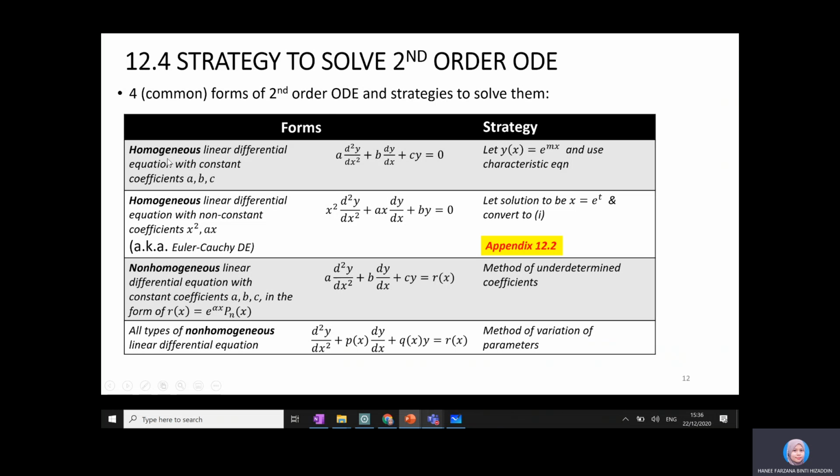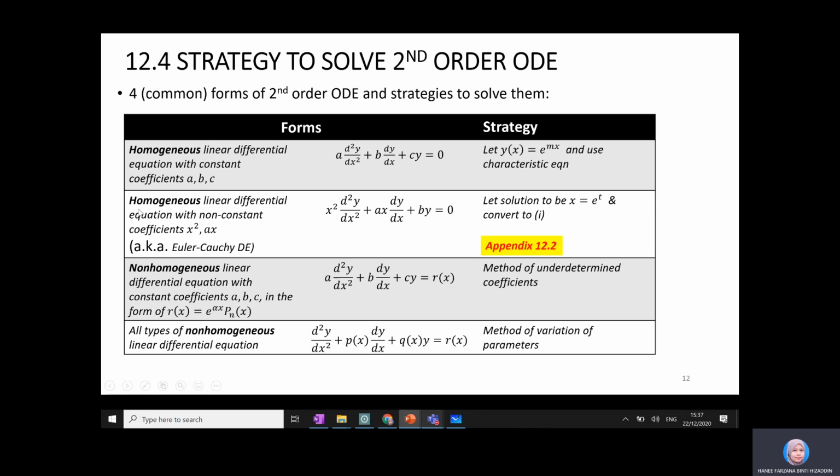So the first form of the second order ODE is the homogeneous linear differential equation with constant coefficients A, B, and C. So here our coefficients are constant, just a number. So A, B, and C are numbers. So they are not a function of the independent variable, which is easier to do. So the strategy here is to use y equals e to the mx and use the characteristic equation to solve for the homogeneous linear ODE where we need to find the yc.